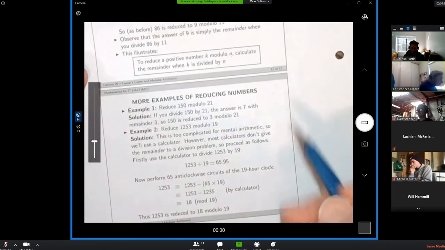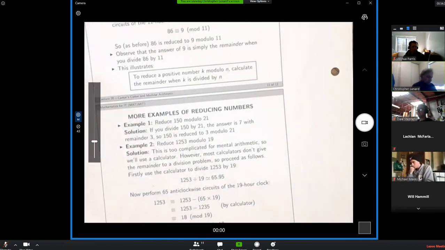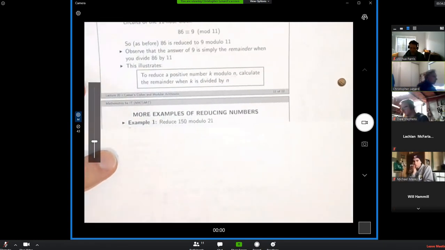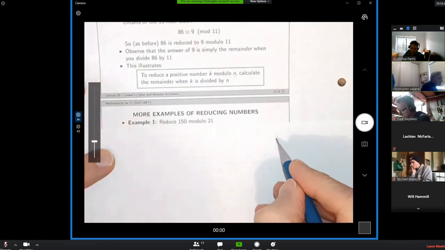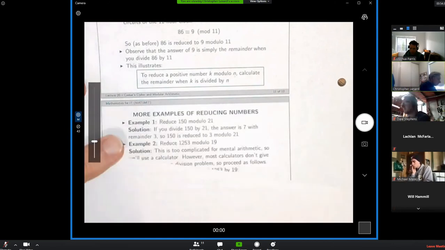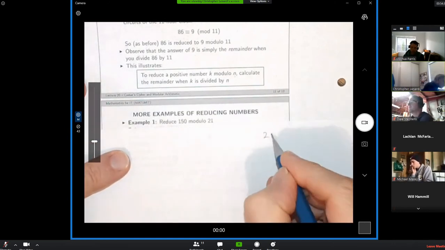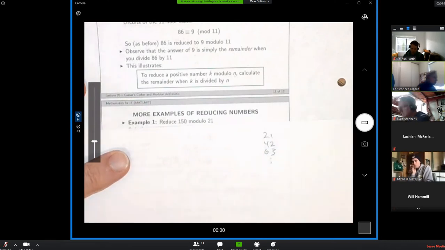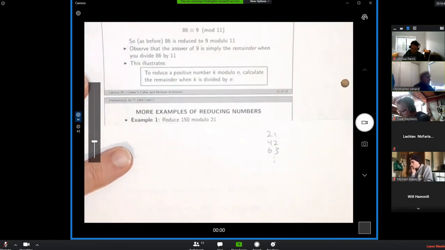Okay. Well, let's do a few examples. I'll get you to reduce 150 modulo 21, and it might not be a bad idea to do something like 21, 42, 63, etc., etc. Even I do that sort of thing. So I'll give you a minute and a half to do that.